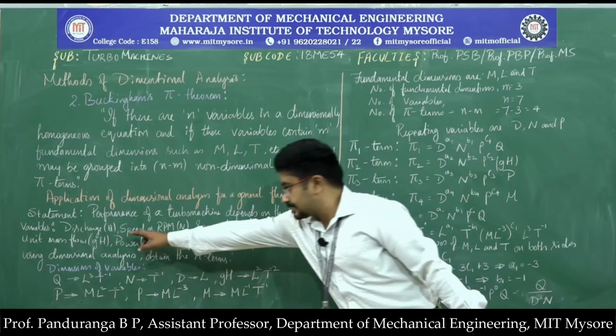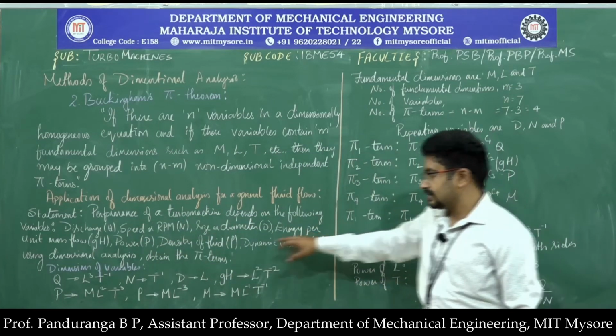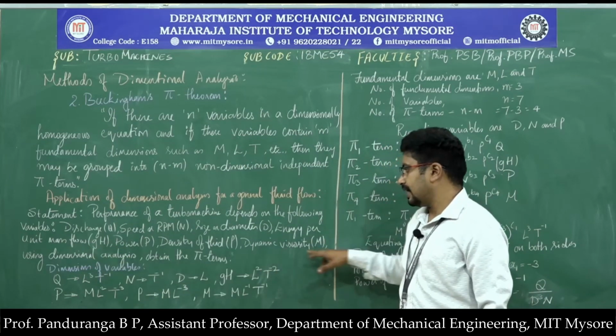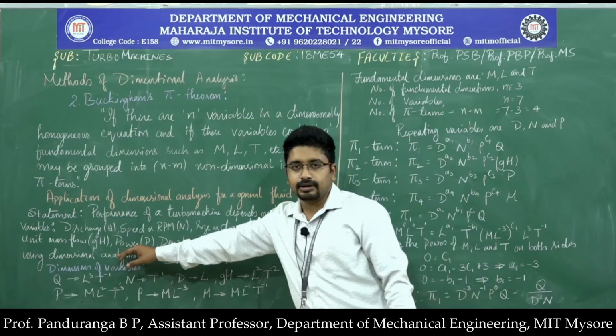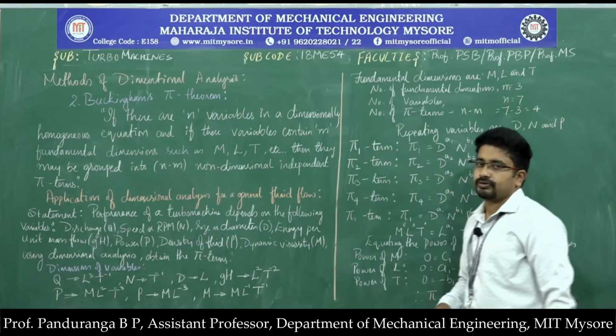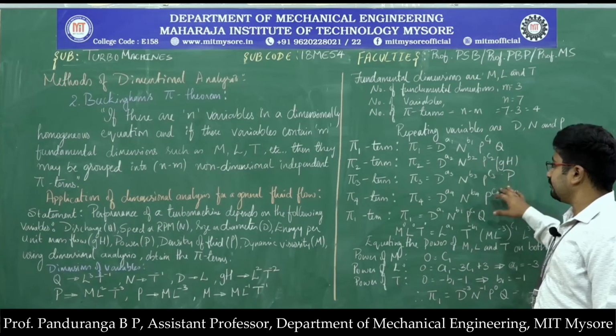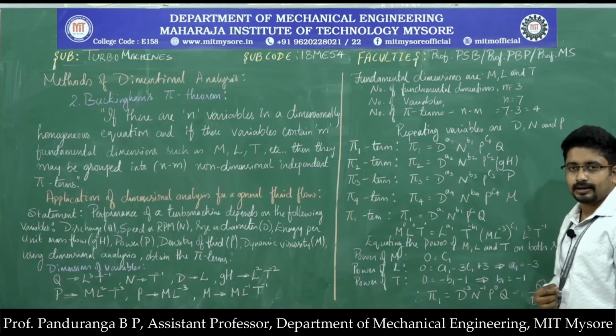First one is the discharge, second one is the energy per unit mass flow, then we have the dynamic viscosity, and we have the power. These are the 4 variables which will not repeat in the pi terms. They are called non-repeating variables. Now for each pi term we need to choose one non-repeating variable.